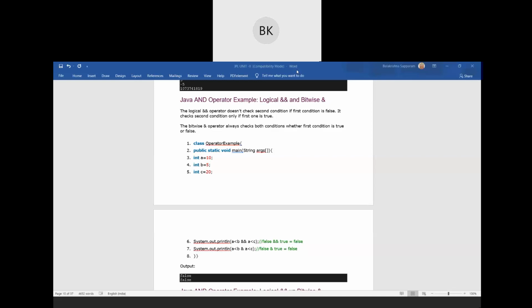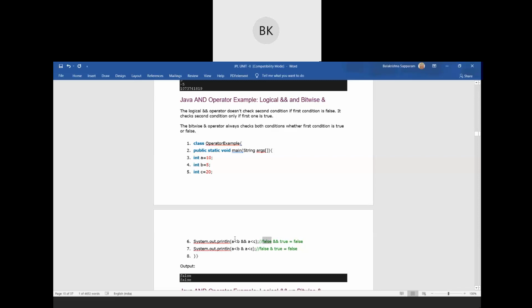Okay, same logic. Look here. The first one, A is less than B. What is the A value here? 10. Okay, what's the B value? 5. 10 is less than 5? No, that is false. The first statement is false. Okay, this is the logical AND.